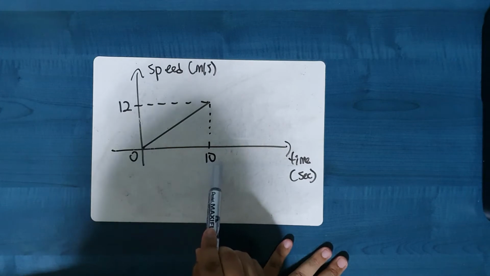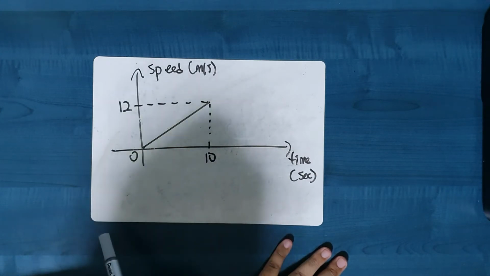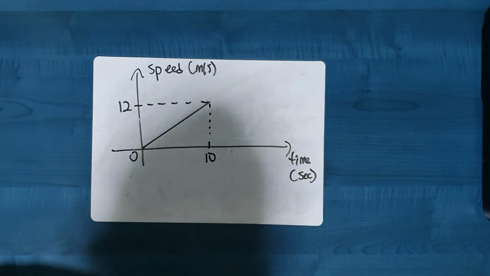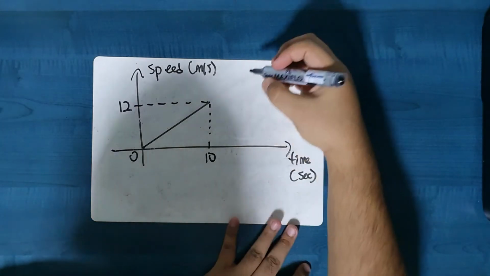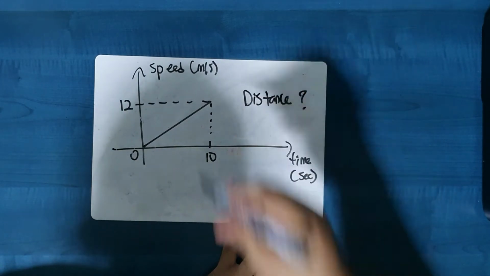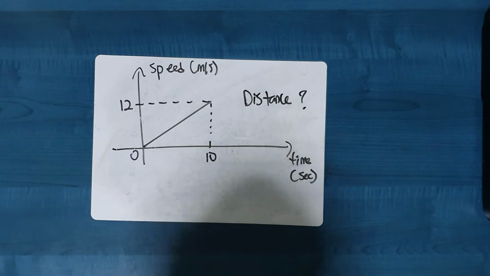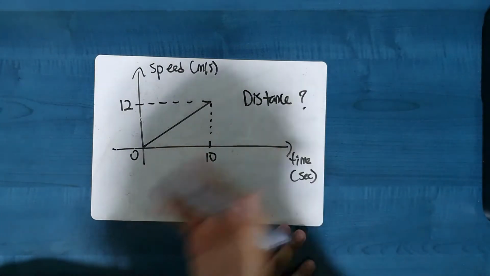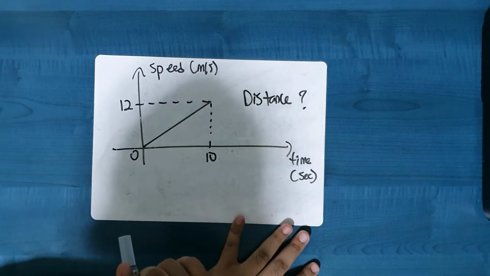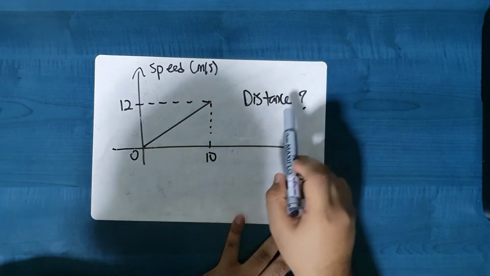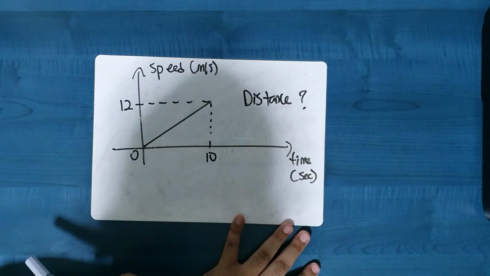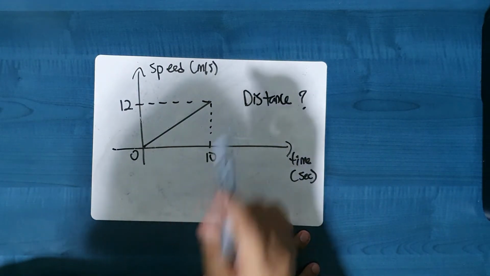10 seconds later, the object speed is 12 meters per second. Now, the important question here is, in these 10 seconds, what is the distance covered by this moving object? Think about it. This is a speed time graph. There is no distance here, but there is a way to calculate distance in a speed time graph. So, what do you think is the way to calculate distance here?